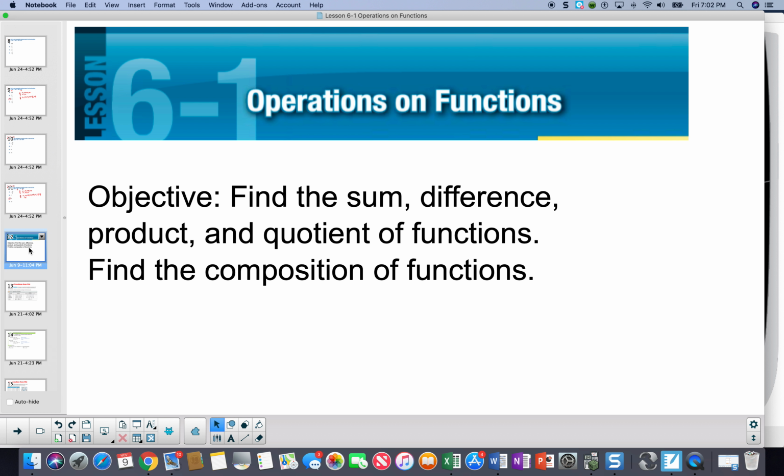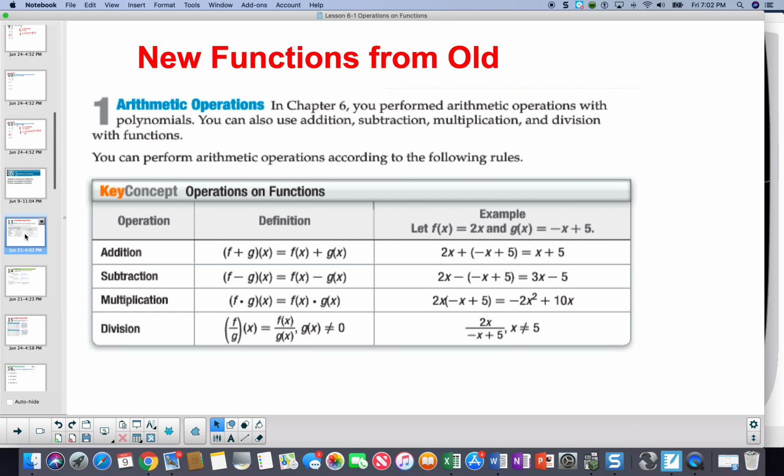Lesson 6-1, operations on functions. Objective: find the sum, difference, product, and quotient of functions. Find the composition of functions. Okay, so we're really going to make new functions from old ones. And in this case, the first thing we're going to do is just perform arithmetic operations, like addition, subtraction, multiplication, and division.